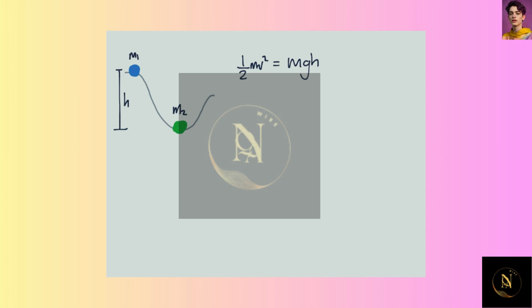Now, like always, mass disappears here, and we end up with velocity equal to the square root of 2gh, which is the square root of 2 times 9.8 multiplied by the height, which in this case is 1.5 meters. So the speed of our blue ball right before it hits the green ball is 5.425 meters per second.